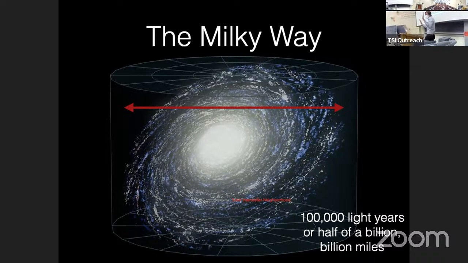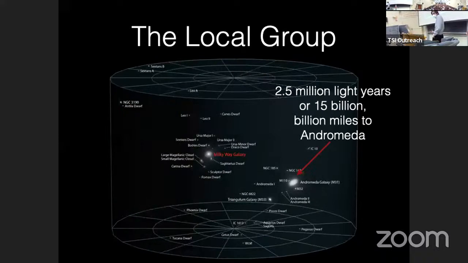All right, so the universe is a big place, but this is going to continue. The Milky Way is not the only galaxy. I already showed you maps of millions of galaxies. So nearby, we've got the Andromeda galaxy. This is part of what we call the local group. Now we're talking 15 billion miles, or 2.5 million light years. 2.5 million years just for light to get from Andromeda to us.